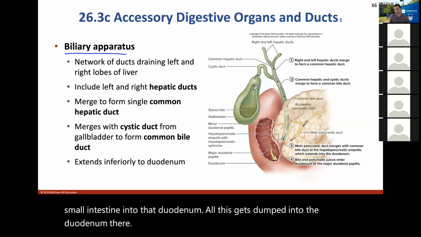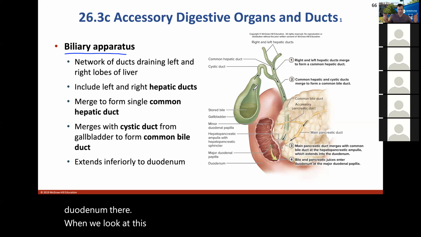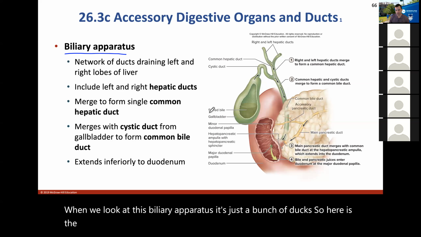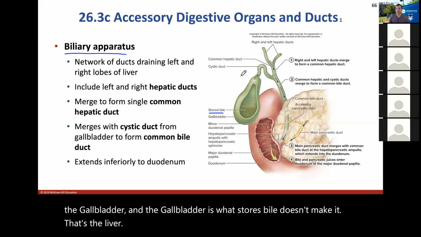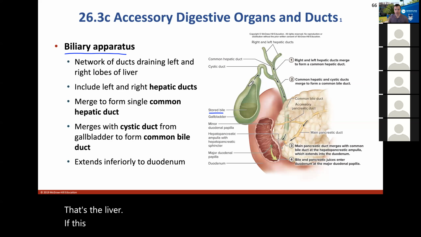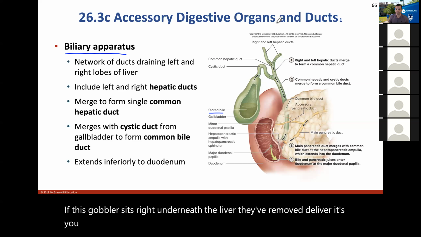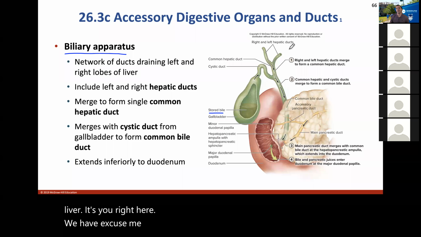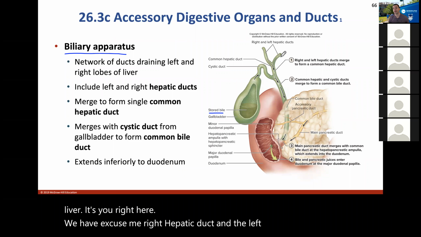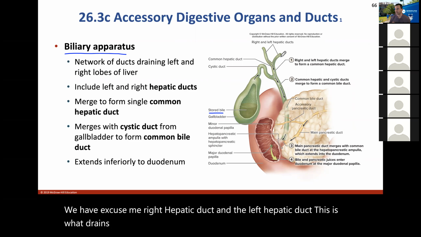When we look at this biliary apparatus, it's just a bunch of ducts. So here is the gallbladder, and the gallbladder is what stores bile, it doesn't make it. That's the liver, okay? The gallbladder sits right underneath the liver. It sits right here. We have the right hepatic duct and the left hepatic duct. This is what drains bile from the liver. Again, the liver makes it.